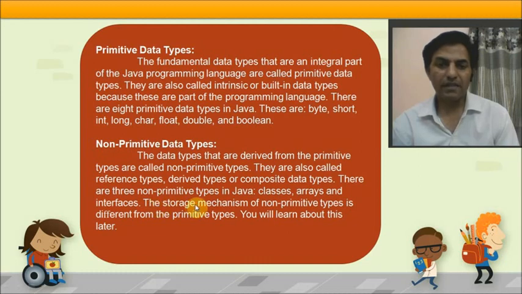The storage mechanism of non-primitive types is different from the primitive types. You will learn about this later in your next class or 10th class.